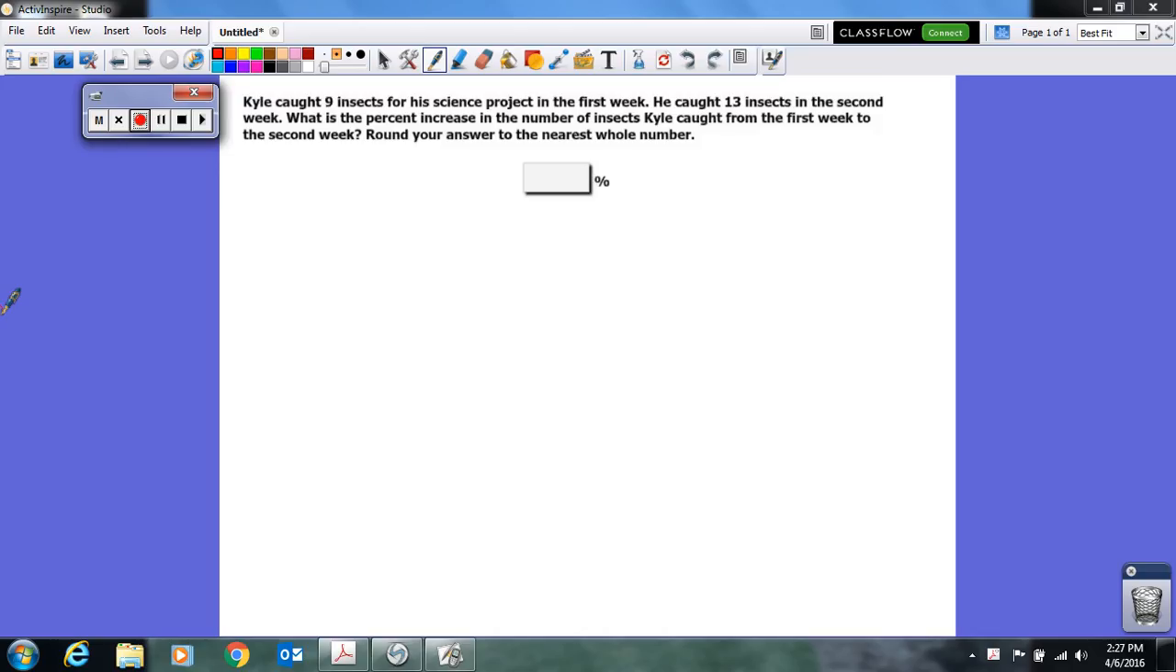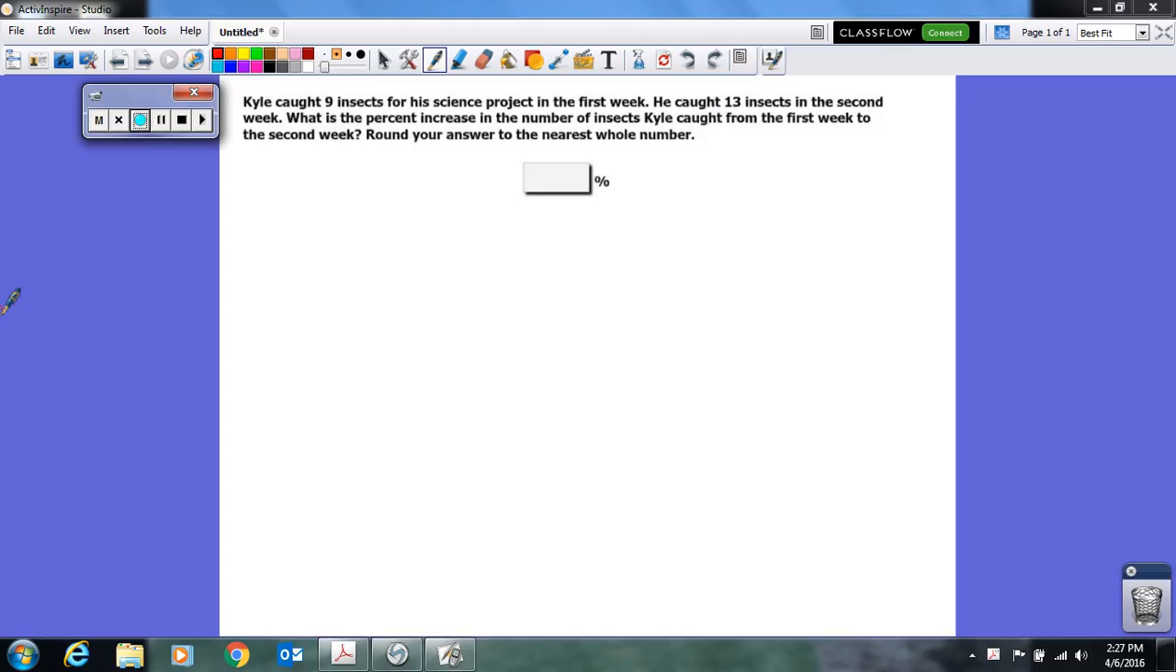We have a question here. It's not a multiple choice, it's a fill in the blank kind of question. So let's go ahead and read what it says. We have a young man named Kyle who's caught 9 insects for his science project in the first week. He caught 13 insects in the second week. What's the percent increase in the number of insects caught from the first week to the second week?